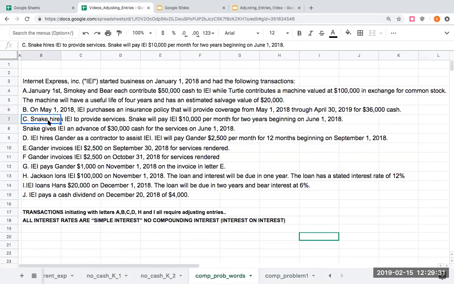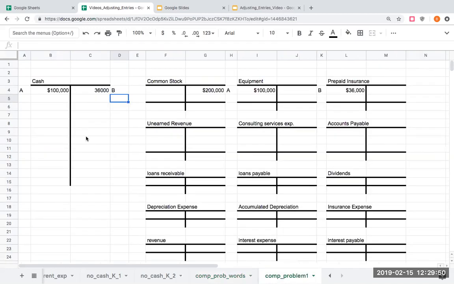Snake hires us to provide services. Snake will pay us $10,000 per month for 2 years beginning on June 1st. We receive an advance of $30,000 cash for the services on June 1st. This is going to be unearned revenue. I am receiving money and I have not yet performed the services.